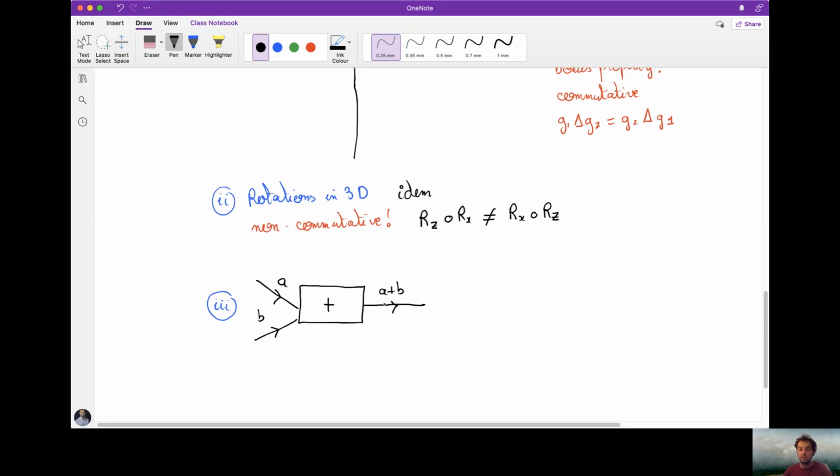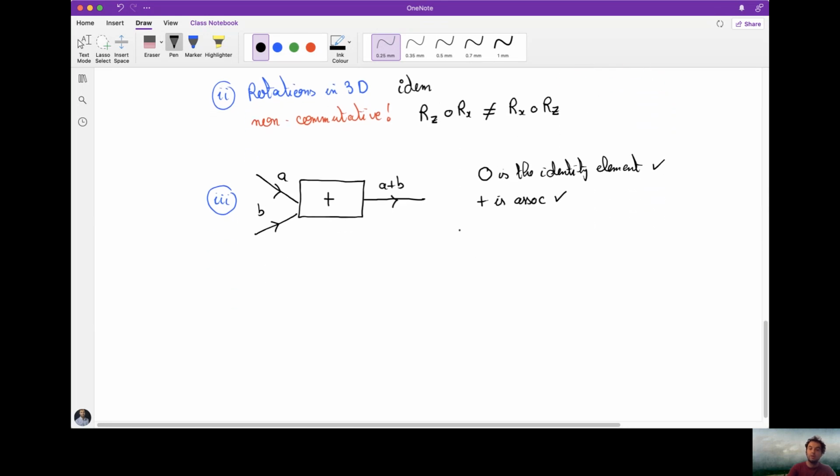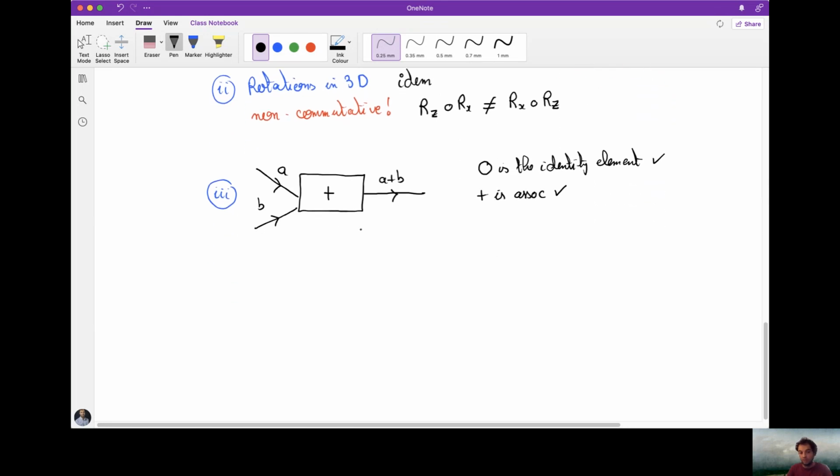So the first question that you should ask yourself is, what is the identity element for the sum? What is the number that if you add it to A, it makes no change? So the identity element is 0 here. And plus is associative. So we have 2 of the 4 properties that are automatically correct here. Now what we need to ask is whether we have stability and whether all elements are invertible or not.